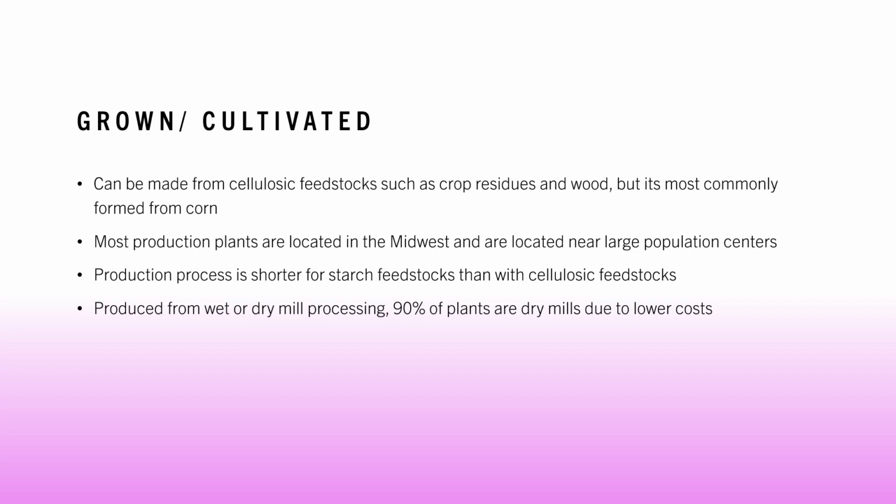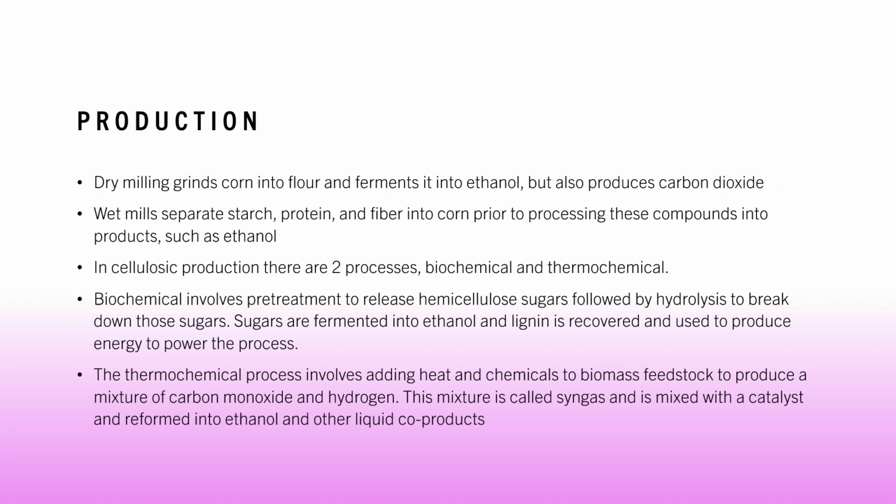The production process is shorter for starch feedstocks than cellulosic feedstocks. It's produced from wet or dry mill processing. 90% of plants are dry mills due to lower costs. Dry milling grinds corn into flour and ferments it into ethanol, but also produces carbon dioxide. Wet mills separate starch, protein, and fiber in the corn prior to processing these compounds into products such as ethanol.